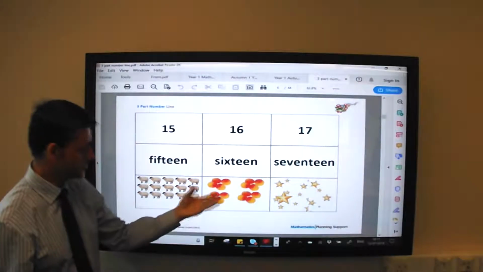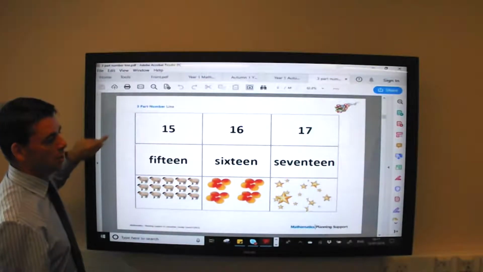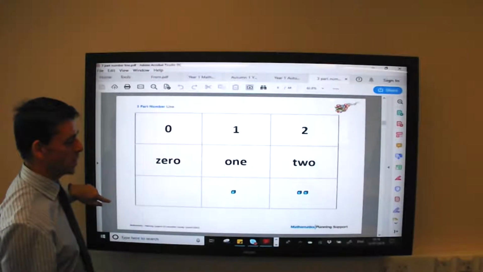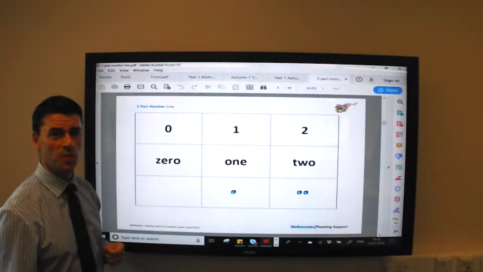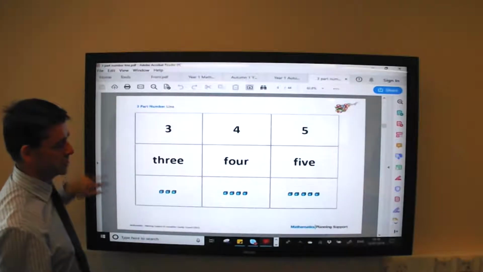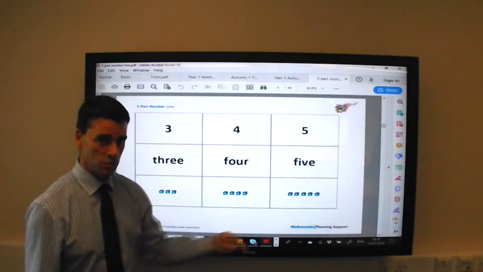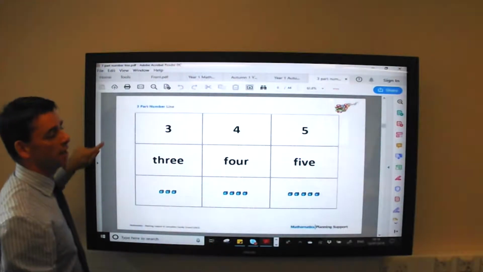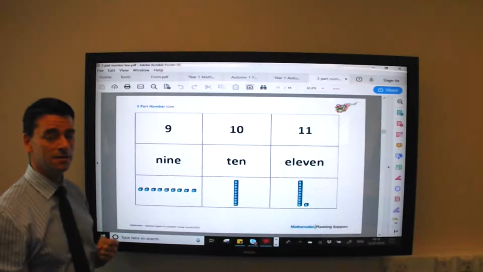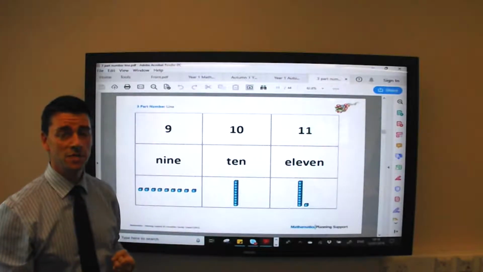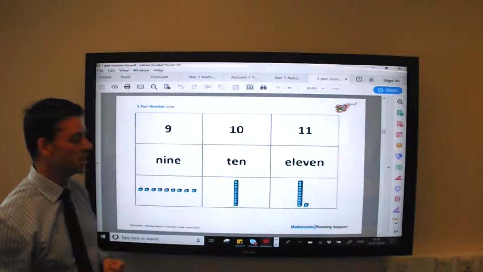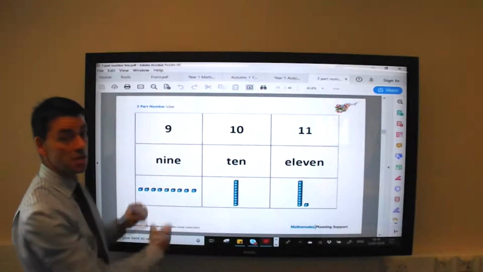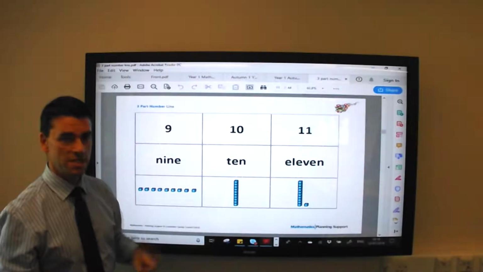So stars, sweets, animals. But we also want children to start using structured equipment as well. So here we've got representations of base 10 equipment to help children see what's happening to each subsequent number. It's getting greater by 1, the number is growing. And then when we get to the number 10, that's something incredibly important about our number system. The base 10 number system is all about grouping in tens. When we have 10 ones, that is the equivalent of 1 ten.